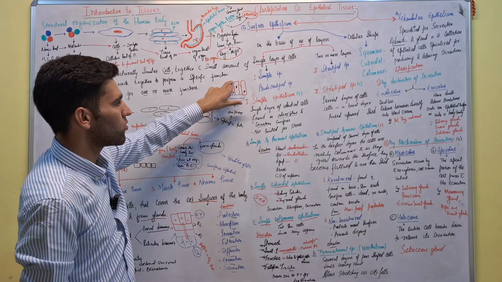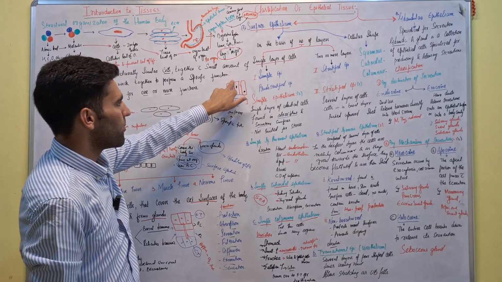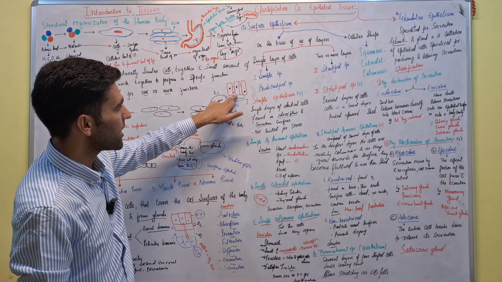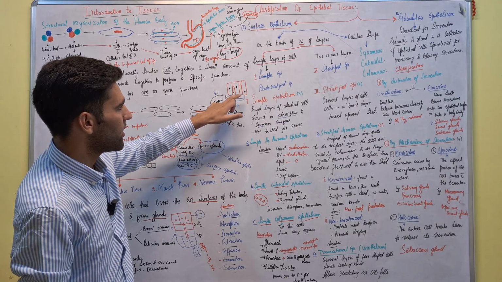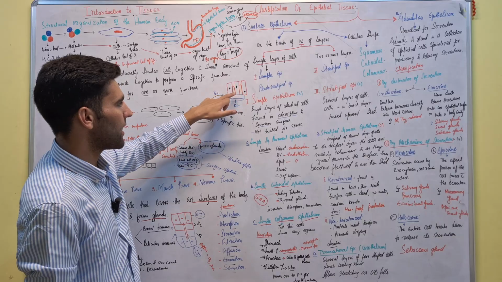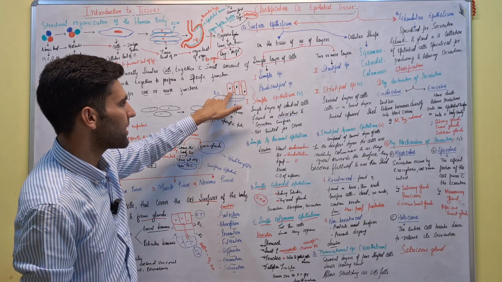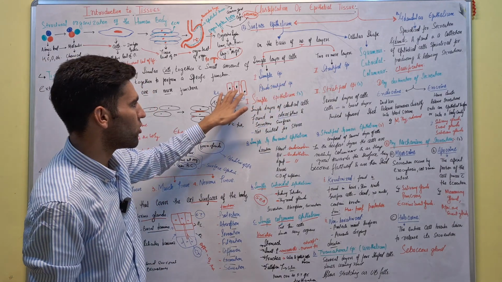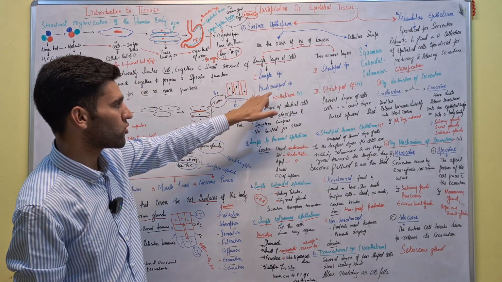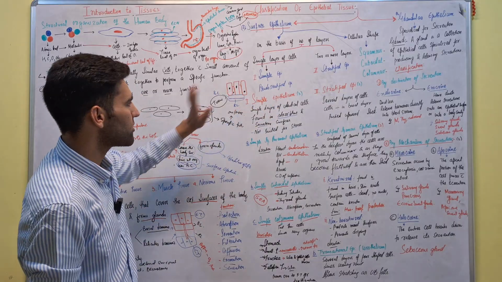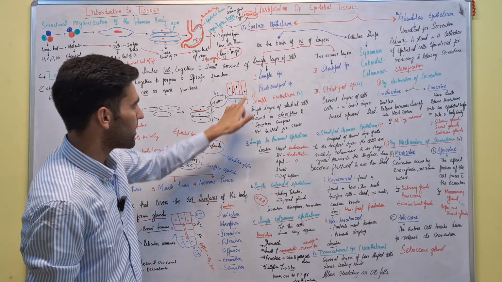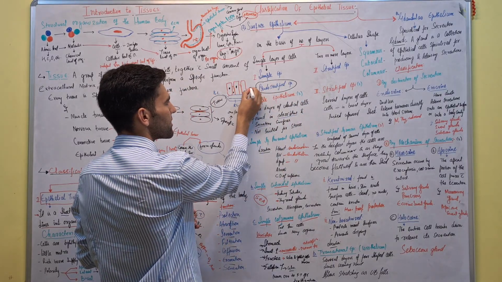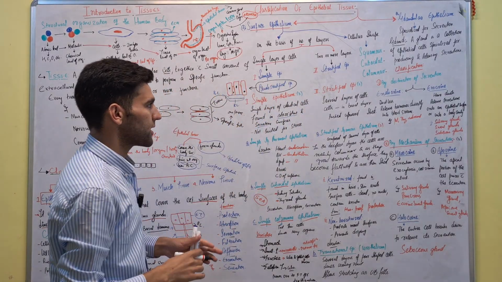That is, they do not face the body cavities or lumen of the body, but they touch the basal surface, and it appears to be multi-layered. That is, it has nuclei at different levels, but this is a single layer. So we call it pseudo-stratified. It is not actually stratified. It is not two or more layers. It is simple epithelium, but it appears to be stratified. That is why we call it pseudo-stratified.